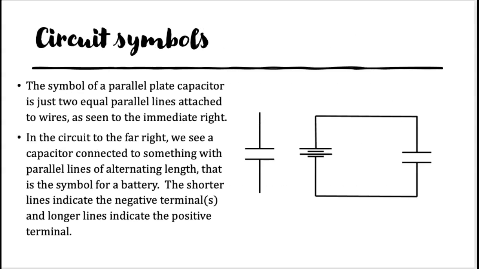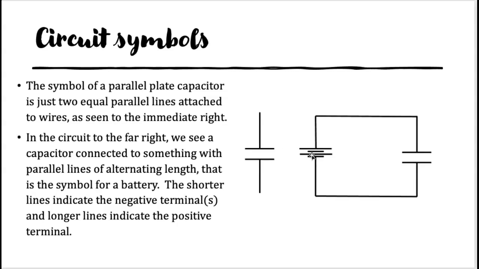All right. We're going to be getting into circuitry a little bit more, so we're going to talk about circuit symbols. So a parallel plate capacitor is literally just symbolized by the parallel lines being connected to whatever wires. But you got to be careful because parallel lines are also used for batteries, okay? So this happens to represent a 2-cell battery. How do I know it's 2 cells? Because there's 2 sets of long and short lines, okay?